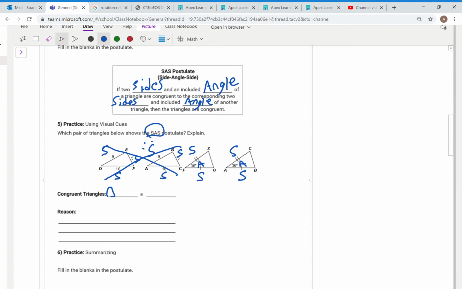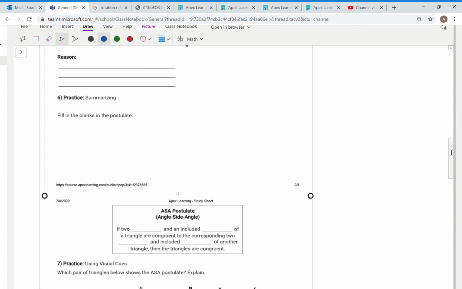So I could say triangle, I'm going to go XOF for my order for this one, is congruent to triangle. X was up here, so that should match with C. I went to O next, so that would be B. And F matches with A. So that is side, angle, side. So it matters the order you're writing them in.